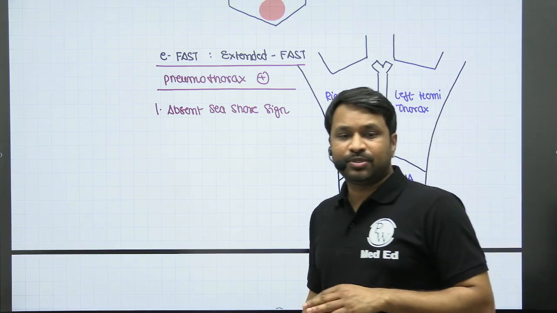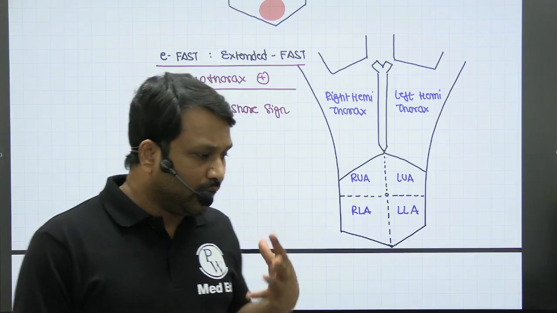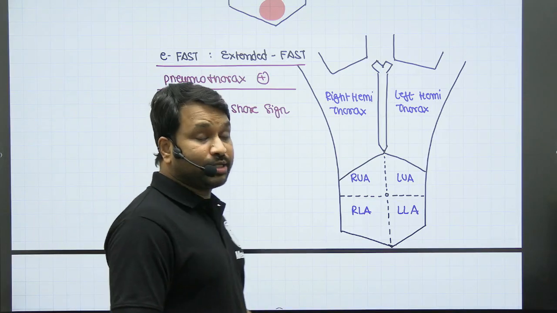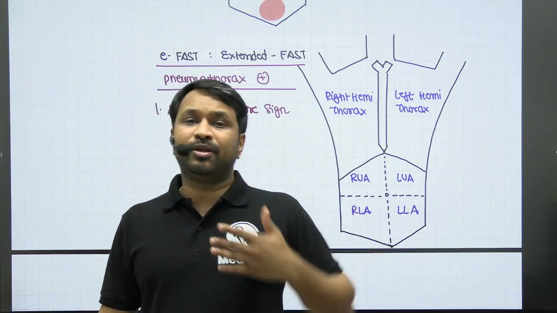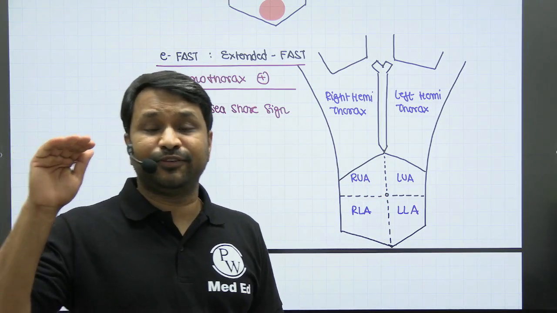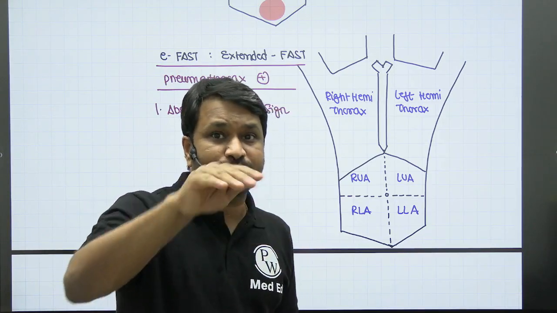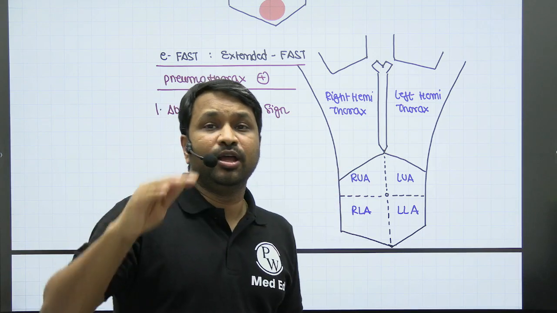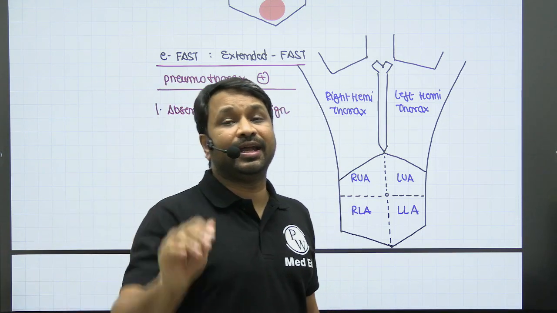Now, this absent seashore sign basically means, when you put an ultrasound probe in you and me, with inspiration and expiration, the pleura is going to move towards the chest wall and away from the chest wall. That keeps on happening with every inspiration and expiration. So when you put an ultrasound probe, you feel as if your visceral pleura is coming and going. That movement closer to the chest wall and moving away looks like a wave. Hence it is called a seashore sign, like the waves coming at the end of the seashore.